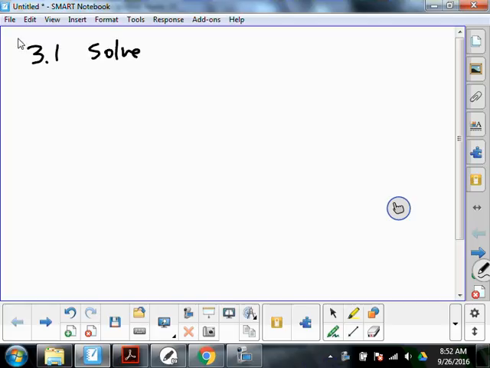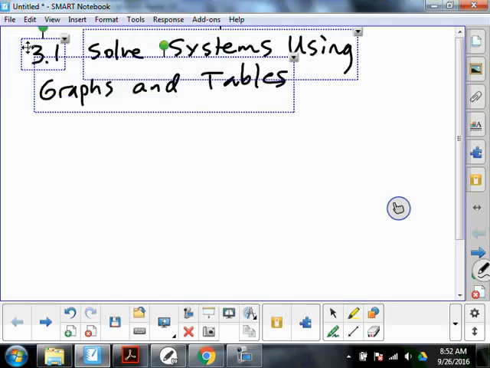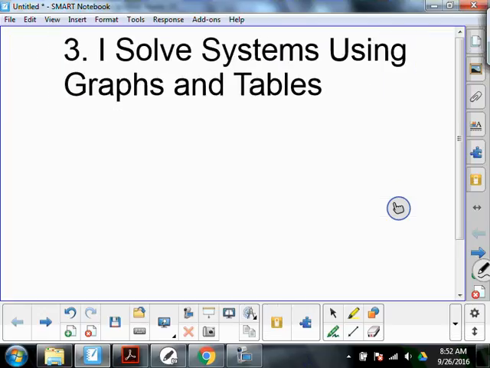Solve systems using graphs and tables. A lot of information in here. A lot of the information in here will be on Friday's quiz over this material. Remember, Friday's quiz is open note, but not calculator. So solve systems using graphs and tables.